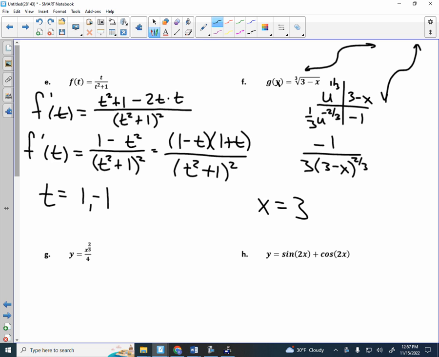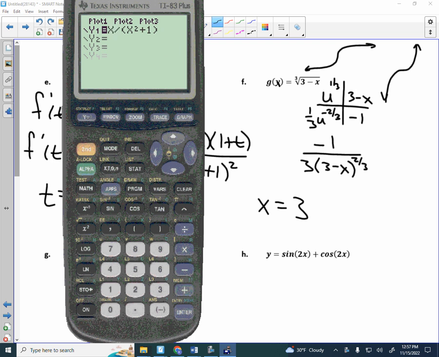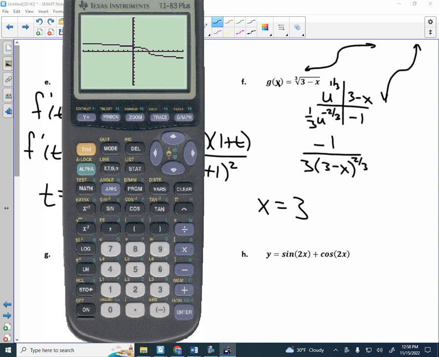Now we made the prediction that as we look at the graph, it should do that vertical tangent piece. So I'm going to quick sketch that graph. I could just press math and grab my cube root function, which is number 4, and type in 3 minus x. And I'm going to zoom standard, and let's see if at 3 it does that vertical tangent piece. And sure enough, it does, doesn't it?